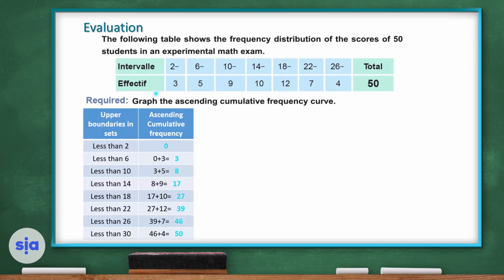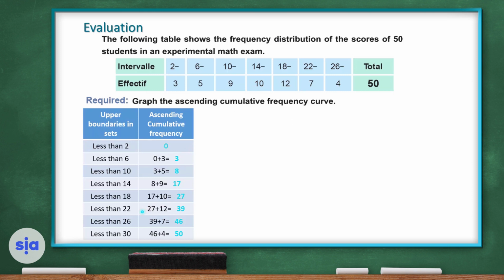So in the first one, how many we have less than 2? There isn't any, so it's a 0. We drop the 0 down. We add this 3. 0 plus 3 is 3. And then we drop this 3 down. Plus the 5 equals 8. We drop the 8 down. Plus the 9 equals 17. We drop the 17 down. Plus the 10 equals 27.